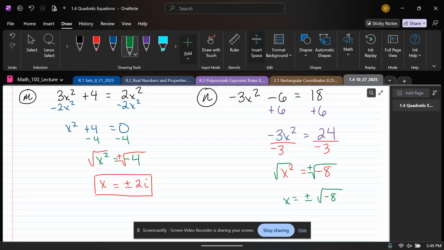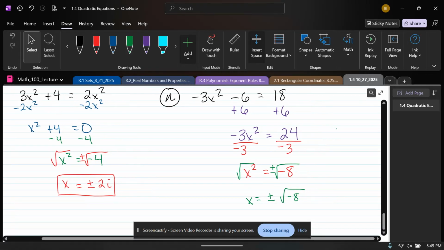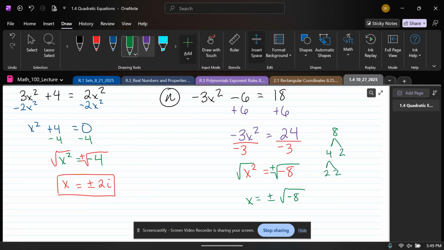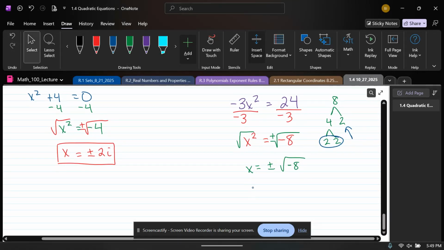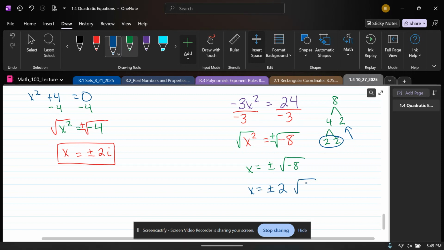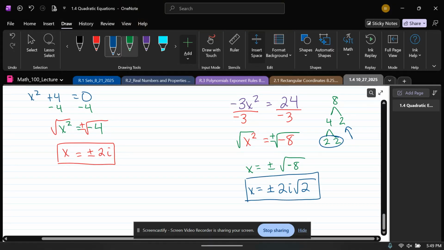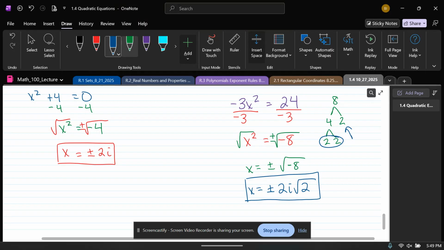So I need to break down the 8. So I have a pair of 2s, and then a 2 that doesn't have a buddy. So that's going to be a 2 on the outside, a 2 on the inside. What else is on the outside? Why? Because it was a negative 8. So that i comes out there with that 2. Plus or minus 2i square root of 2.